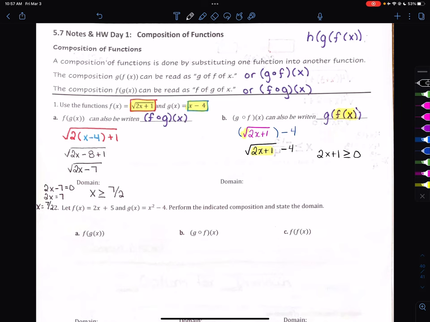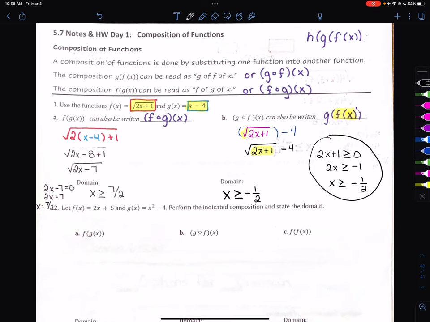Now, we're just going to do what we typically do. We're going to isolate the variable x. So we're going to subtract 1 from both sides. So we have 2x is greater than or equal to negative 1. Then we are going to divide both sides by 2 so that we have x is greater than or equal to negative 1 over 2. Okay. That x is greater than or equal to negative 1 over 2 helps us with our domain.